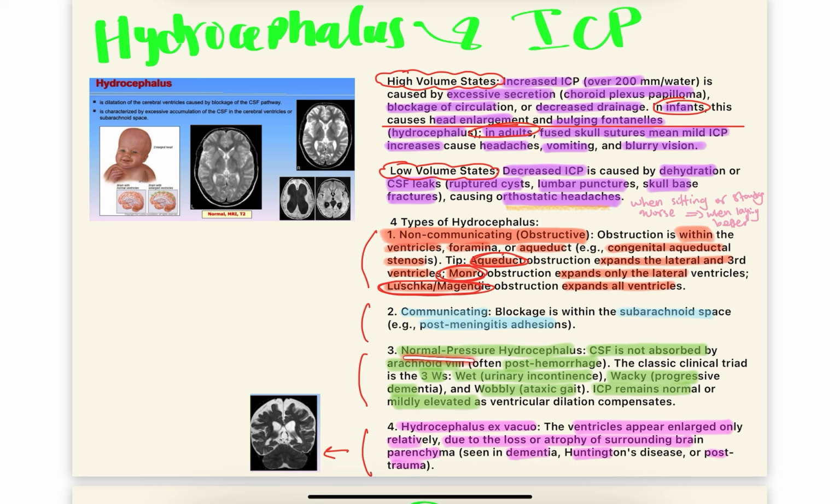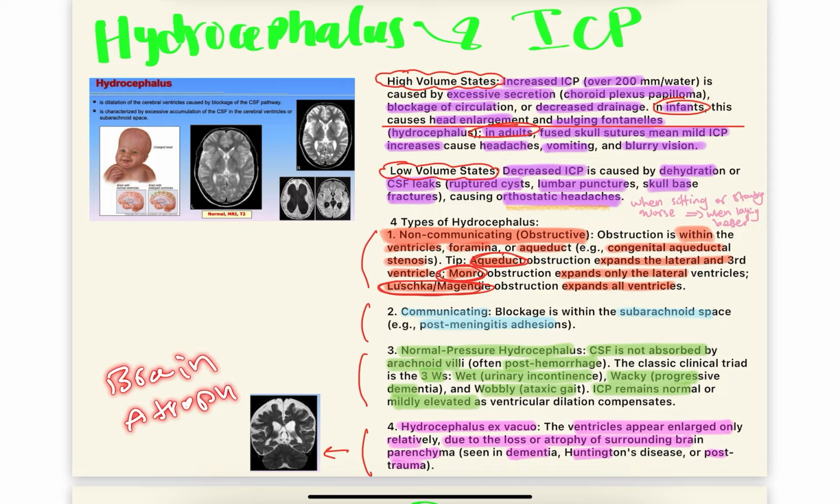And why do I call it normal pressure? This means the intracranial pressure will be either normal or mildly elevated. The last type is hydrocephalus ex vacuo. Here the ventricles will not be truly enlarged. The problem will be in the brain itself, so the brain will atrophy.